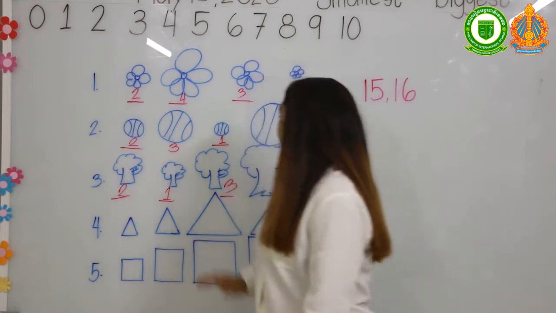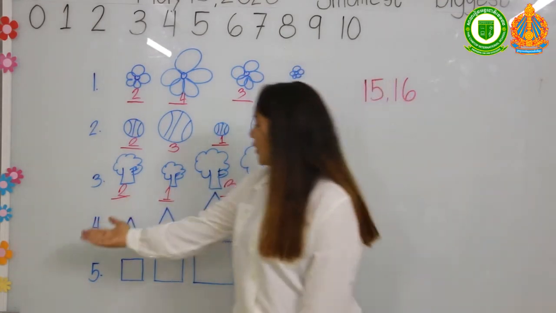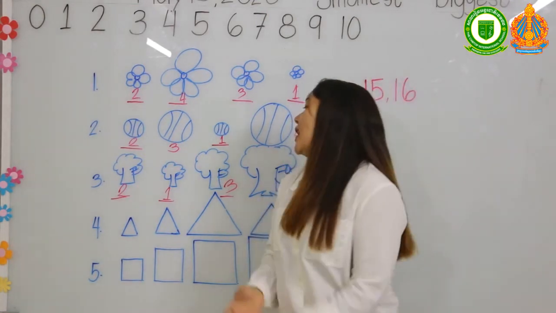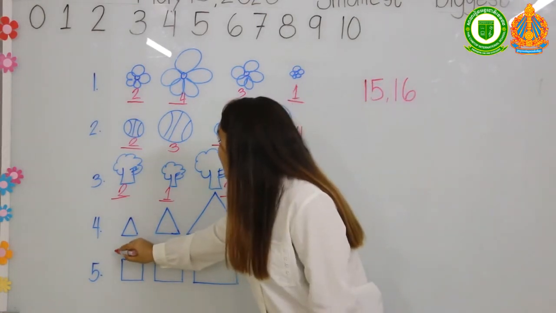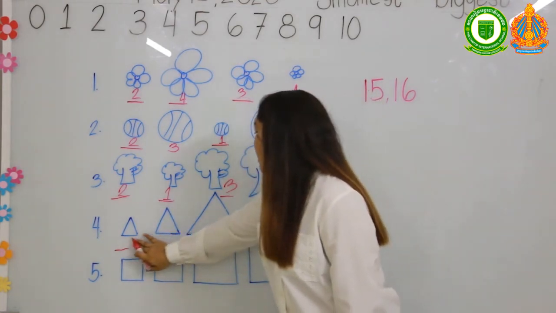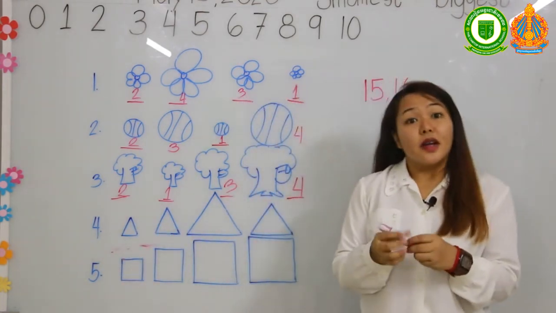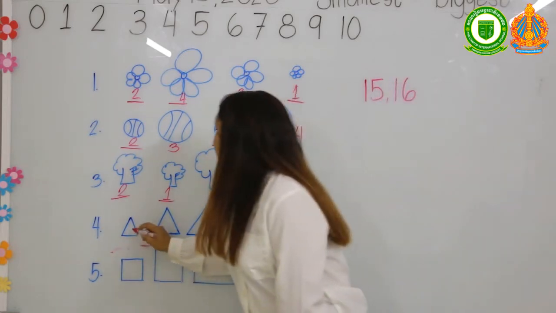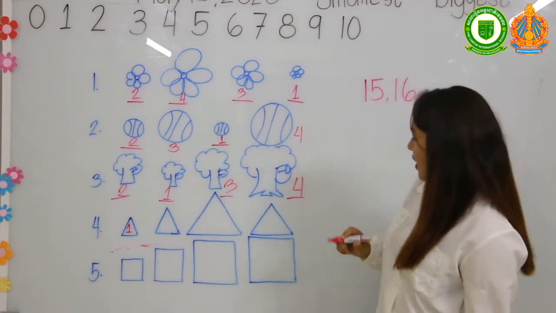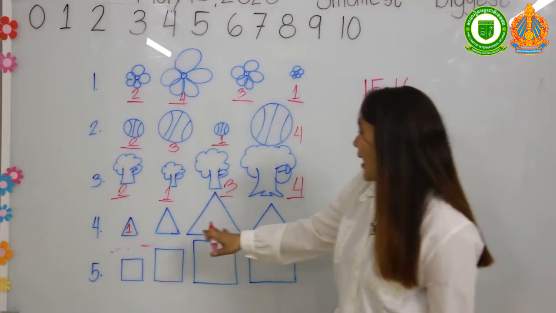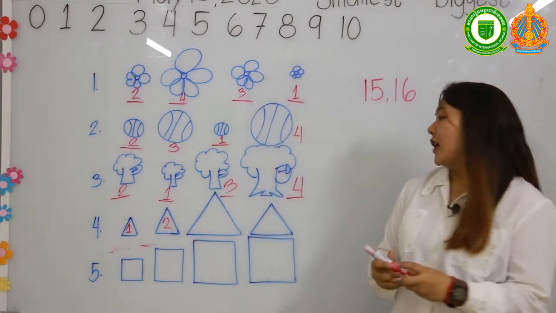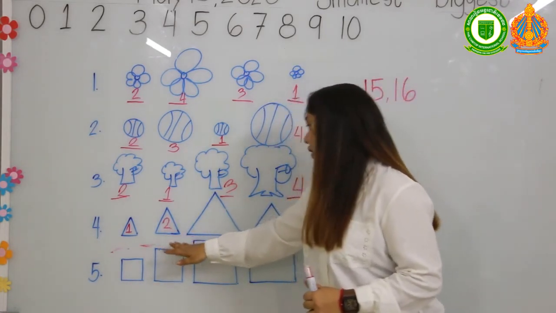Okay. Alright, next we have number 4. I have here 4 different sizes of triangles, and which one is the smallest and the biggest. Oh, no space. Okay, I'll just write there. Okay, smallest, number 1. That's the smallest. Next to that, we have this triangle.